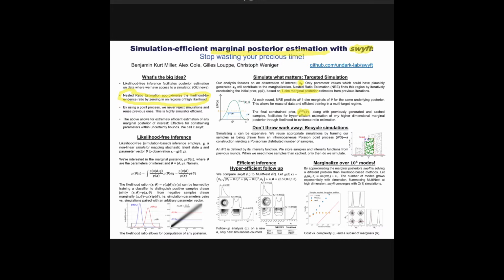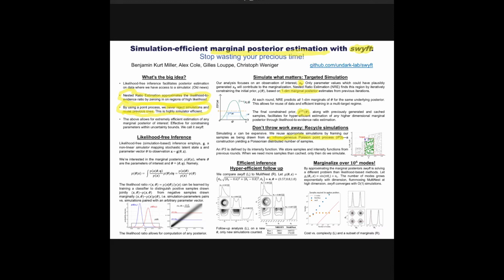Swyft is particularly useful when the simulator is the bottleneck and not the neural network training. When this is the case, we've optimized for it by setting up the regime such that we never reject simulations and we reuse previous ones. All of the simulations that you use to constrain your prior to the relevant region can then be utilized again when estimating the marginal posterior of interest. We do this by applying an inhomogeneous Poissonian point process.